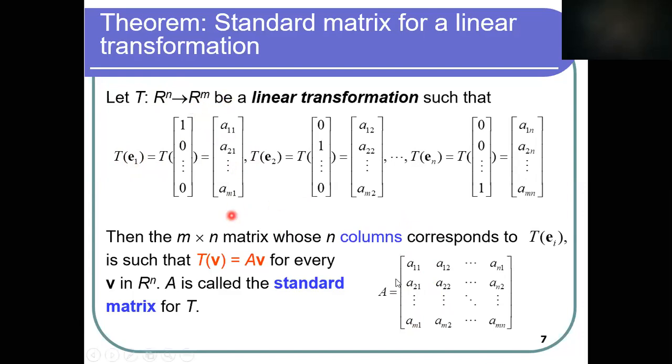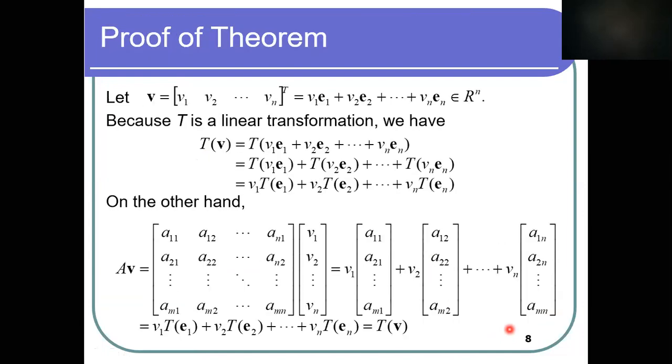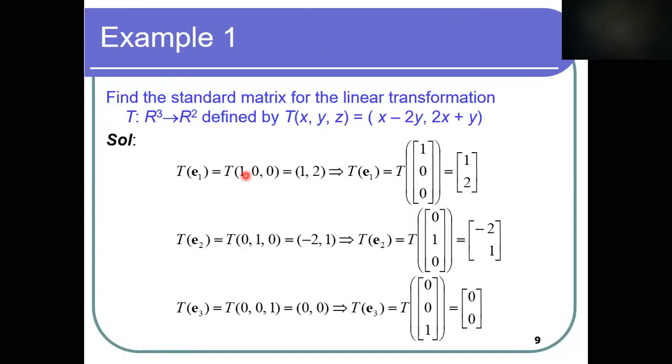So the output will be placed in matrix form. This matrix is the standard matrix for T, this transformation. If you place the output of each standard basis vector as a column vector, you will get an m cross n matrix, which is the standard matrix for T. I'm not going into the proof of this. You should go through the proof, which is quite significant.